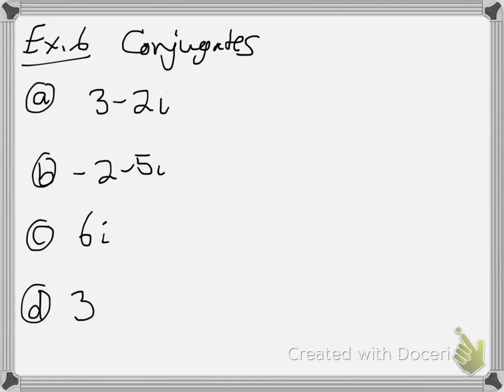We also have conjugates. So with conjugates, you're just changing the sign in the middle there. You're making it so that it is the real part plus or minus the imaginary part. And it's that plus or minus the imaginary part that is important. So if we look at letter A, we're just changing the sign. This one's easy: 3 plus 2i. Letter B, we're also changing the sign, but the sign that we're changing is not the negative 2. It's that middle sign. It's that plus 5.